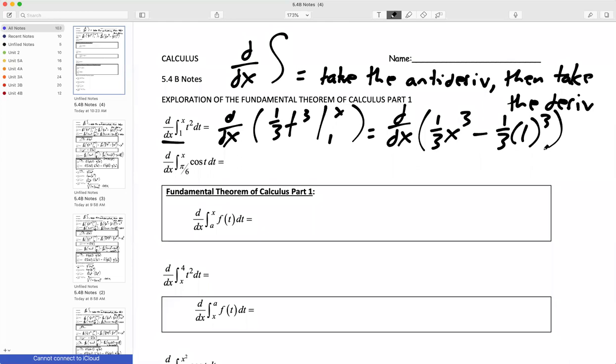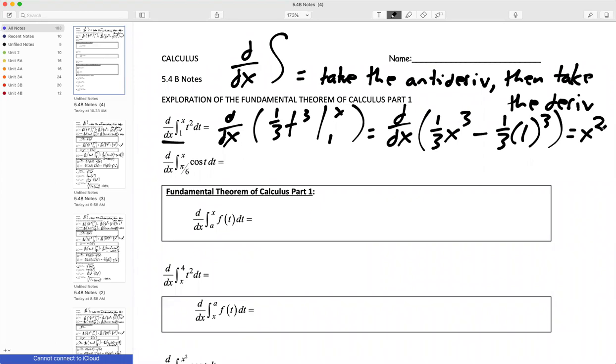Okay, so what is the derivative of 1/3 x cubed? x squared. And what's the derivative of negative 1/3 1 raised to the 3rd power? It's 0. Why is it 0? Because it is a constant, and the derivative of a constant is 0. So I'm done. That's it. So same answer. Let me do another.